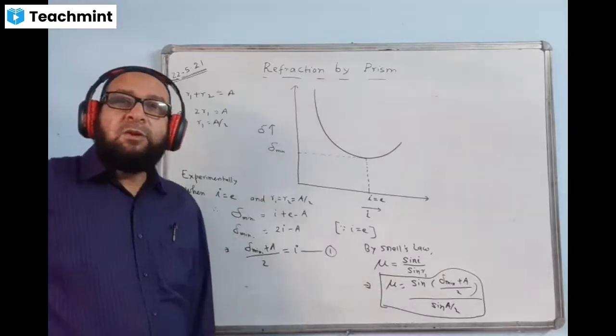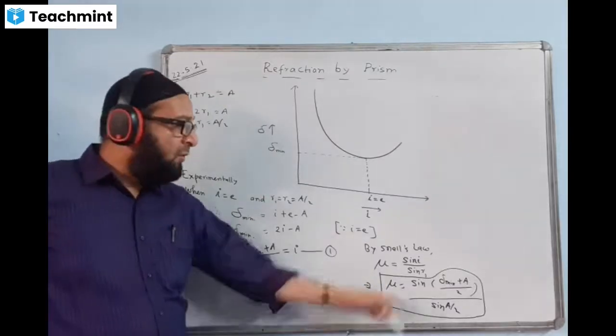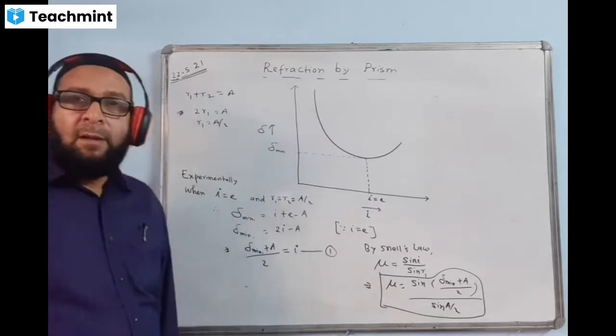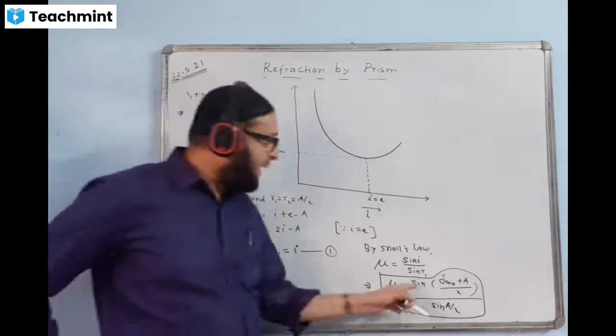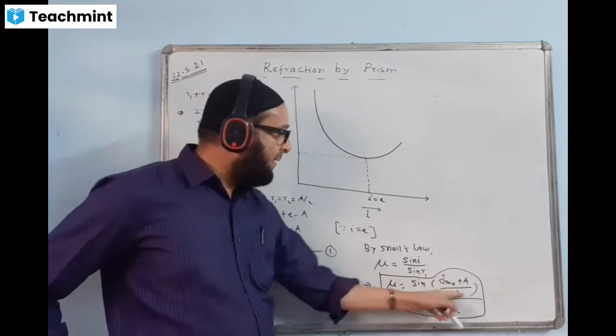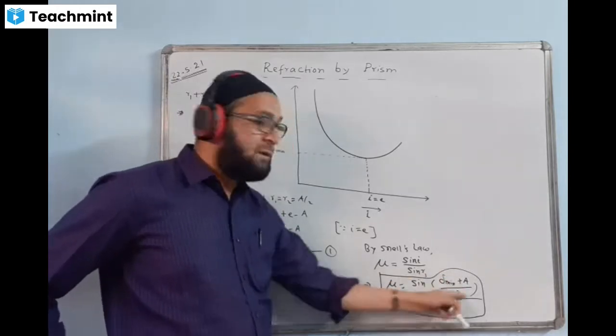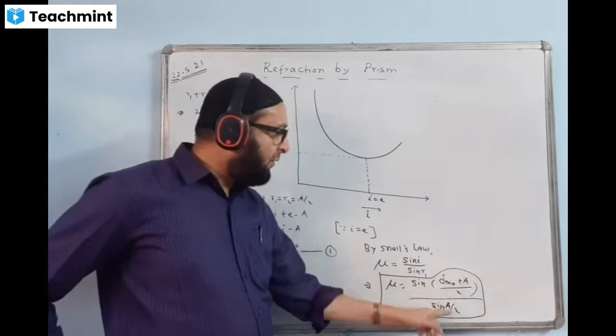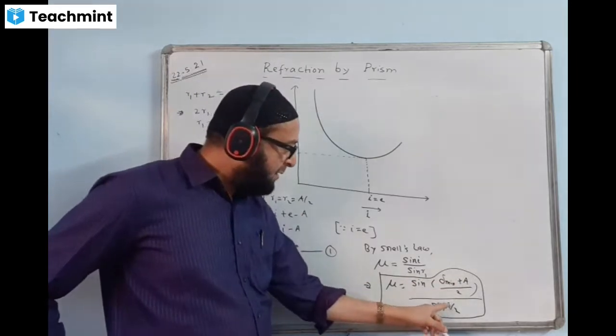So one observation out here, at this time, if you know the formula, how much is the value of angle of incidence? Sine I by sine R. They are representing I and R. Remember, sine I value is this much. This is the value of angle of incidence. What is the value of angle of refraction? The value of angle of refraction is A by 2.